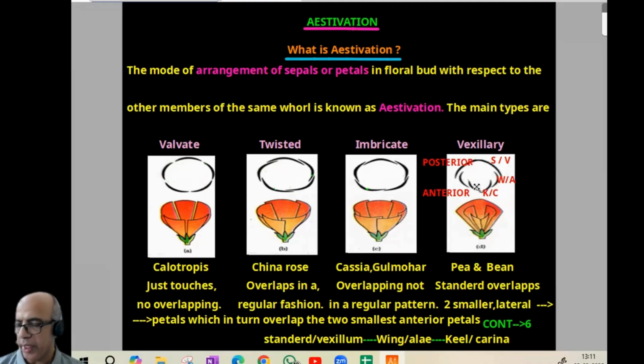It is called keel or carina. So standard or vexillum, wing or alae, keel or carina. And this is the posterior petal, this is the anterior petal. So the posterior is larger here and outermost. I think the idea is clear to all of you. Vexillary is important and it is zygomorphic also. So we can proceed to next.